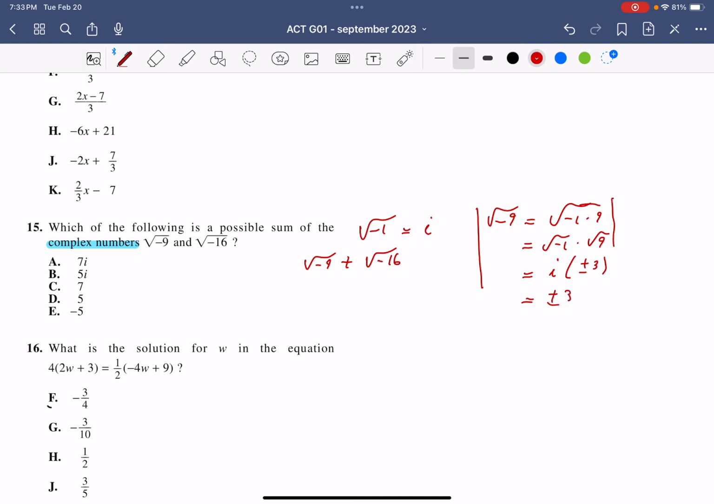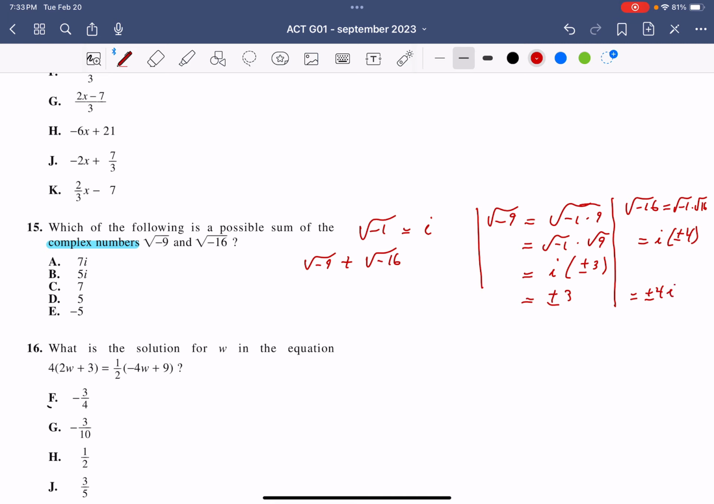Now let's deal with the 16. So we have the square root of -16, which can be rewritten as the square root of -1 times the square root of 16. The square root of -1 is i. The square root of 16 is plus or minus 4. And then we're going to write this as plus minus 4i.